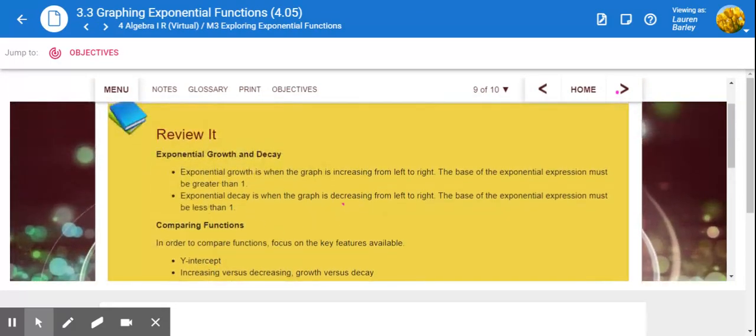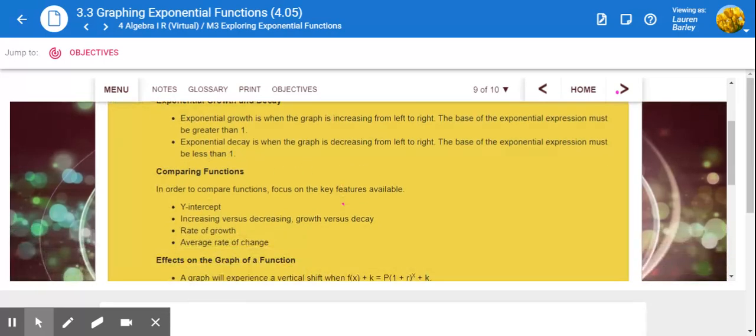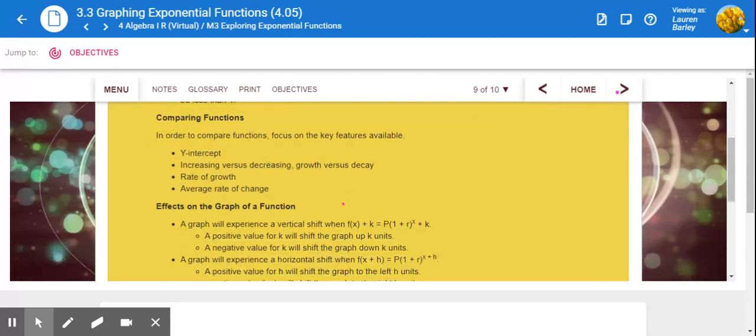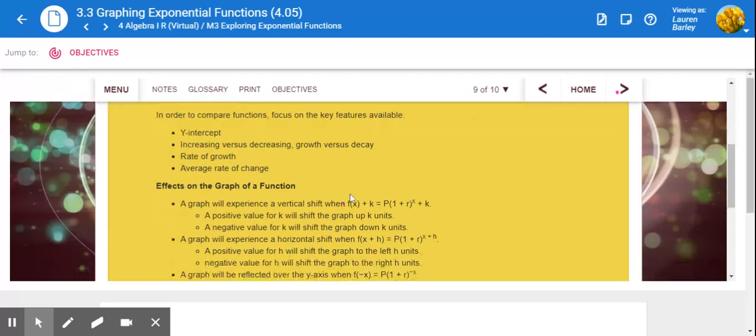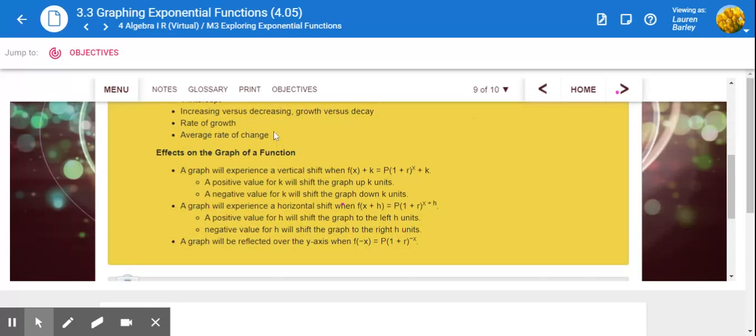Okay, so for this lesson, the major things you want to know is that exponential growth is when the graph is increasing, going from left to right, and the base must be greater than 1. Exponential decay is when the graph is decreasing from left to right or going down, and the base is between 0 and 1. When we compare functions, we want to focus on those key features like the y-intercept. Is it increasing or decreasing? We want to look at the rate of growth and the average rate of change, that slope formula, y2 minus y1 over x2 minus x1, okay?